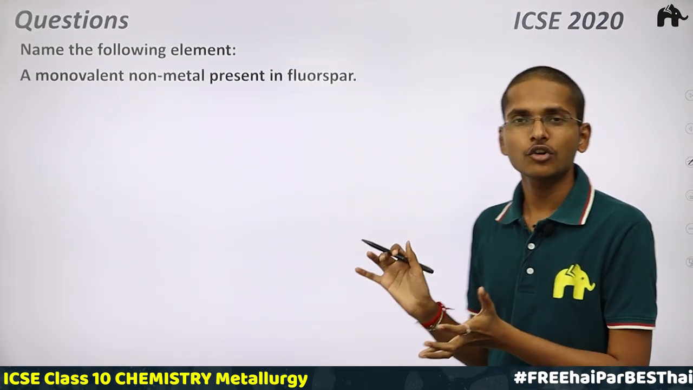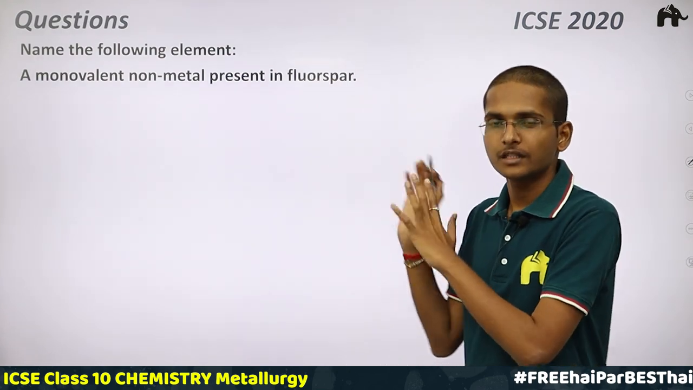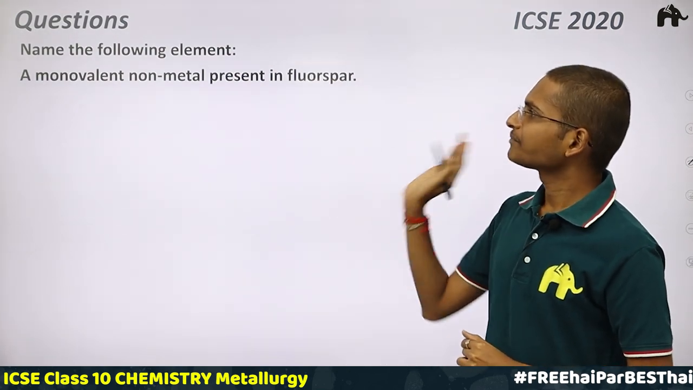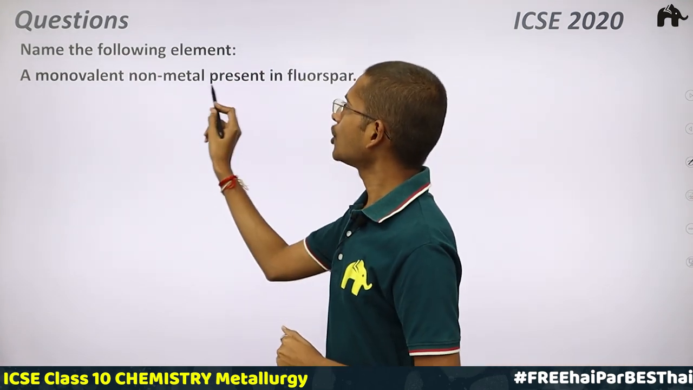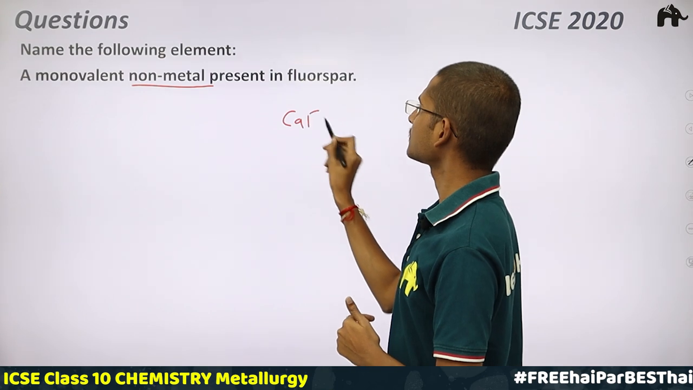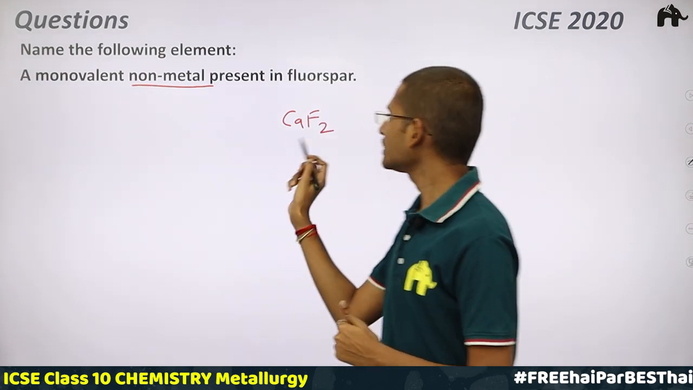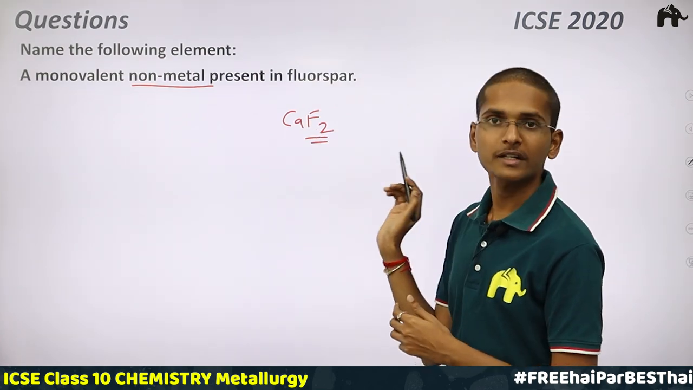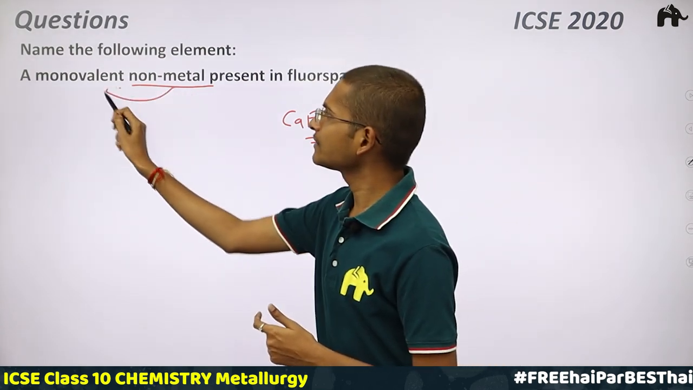Okay, so now let's see, very simple questions are being asked. We have already studied all the concepts, so I hope you would be easily able to answer these questions. Name the following element: a monovalent non-metal present in fluorspar. So fluorspar is calcium fluoride, as we know. Now in this, which one is the non-metal? We know calcium is a metal, fluorine is a non-metal. And yes, another hint they have given, monovalent.